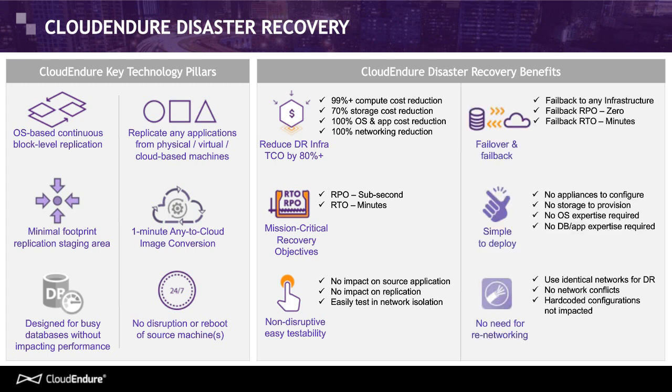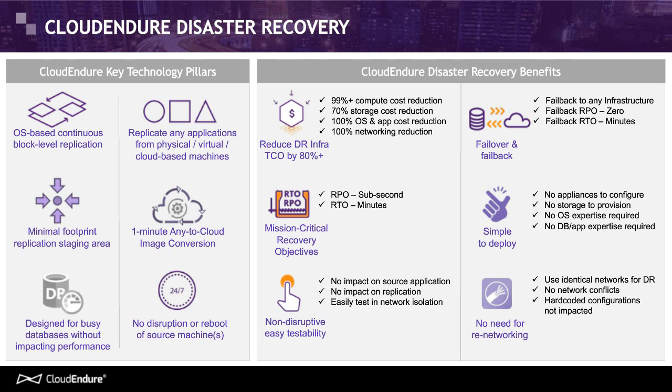In addition to that, failover, failback, we talked about that before. So it's one thing to be able to fail over into AWS at the time of a disaster. It's a very different thing to be able to fail back once disaster is over, failing everything back, including all the data that had changed in the cloud during the time of that disaster. So CloudEndure can do that as well. Extremely simple to deploy and no need for re-networking during disaster recovery tests or actual disaster events. So that's what the technology does.